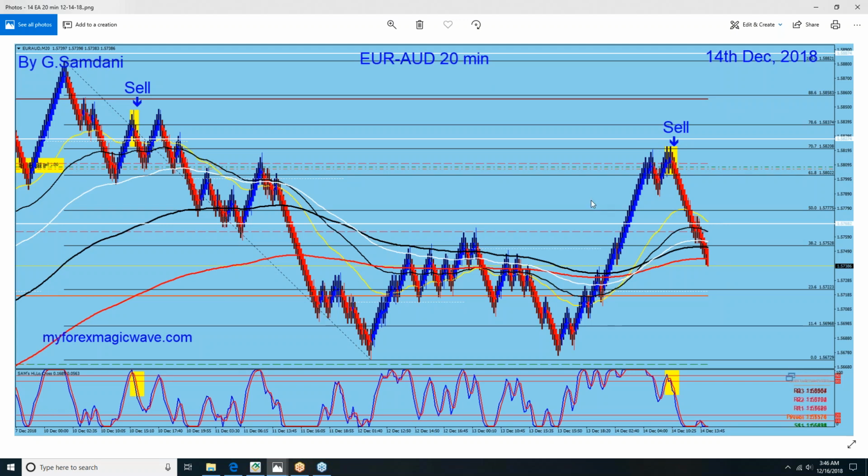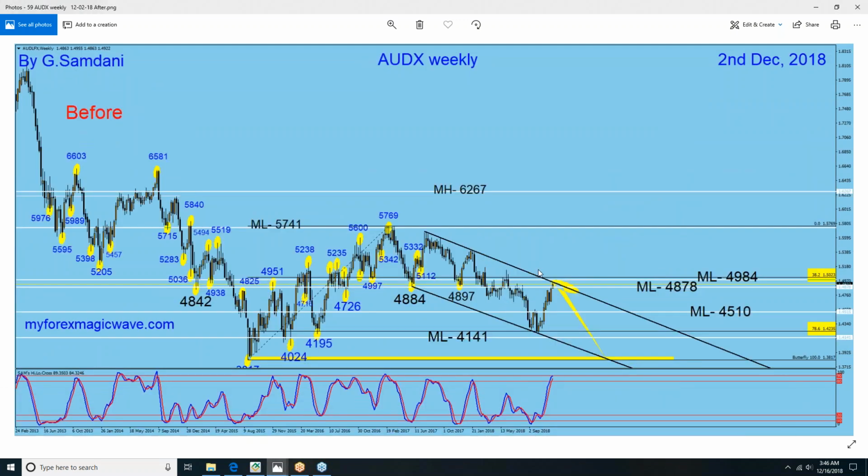Let me just show you now how I do Euro Aussie, Pound Aussie, for example. I'm doing this because of the Aussie index, and let me quickly show you how I am tracking this Aussie index, and why I'm taking these trades.